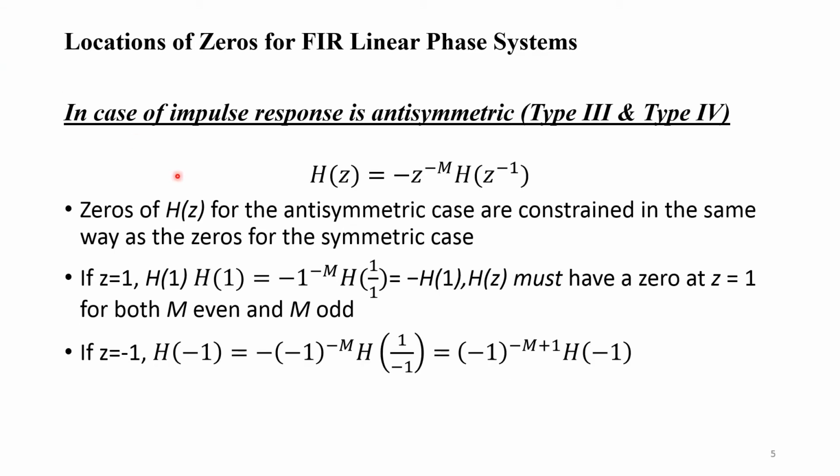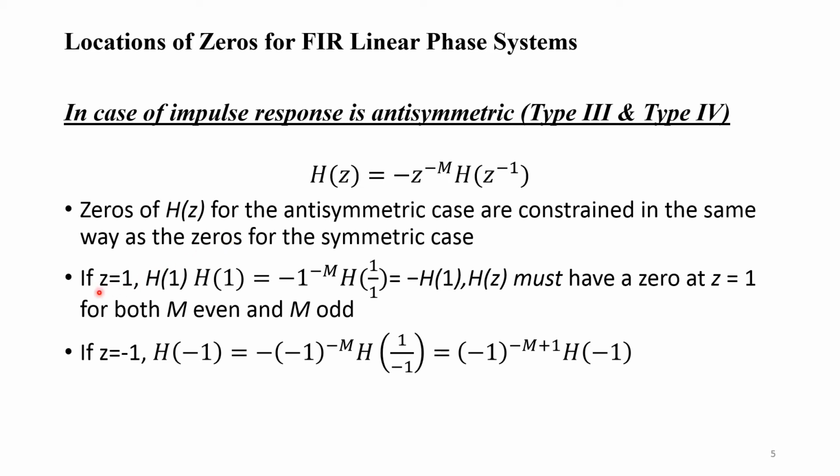Okay, in case the impulse response is anti-symmetric, that is type 3 and type 4, we can express H(z) as minus z^(-M) H(1/z). I hope you can derive this expression by yourself. I have done it for type 1 and type 2, and you can do it for this case. Based on this equation, we can say that zeros of H(z) for the anti-symmetric case are constrained in the same way as the zeros for the symmetric case.